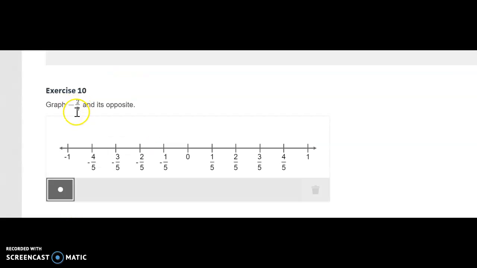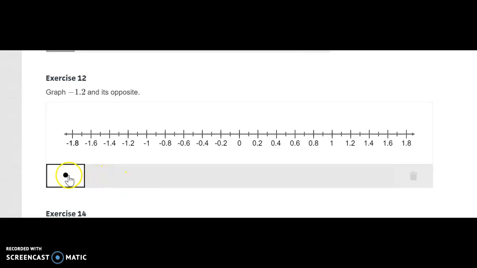So we're graphing negative 2/5. Here's 1/5. Here's negative 2/5. And then we want to do its opposite. So we would put one right here. So again, we're looking at the distance from the 0, and here's its opposite. Like the easiest lesson ever.